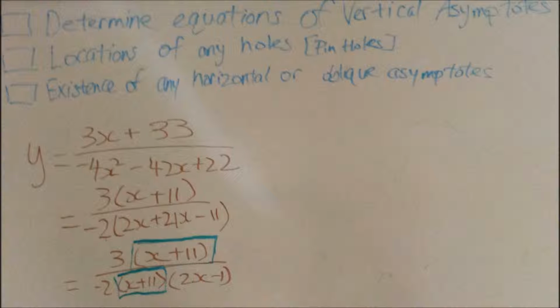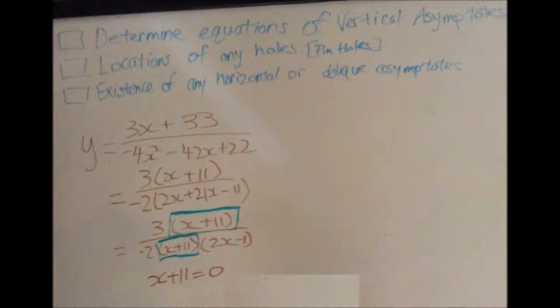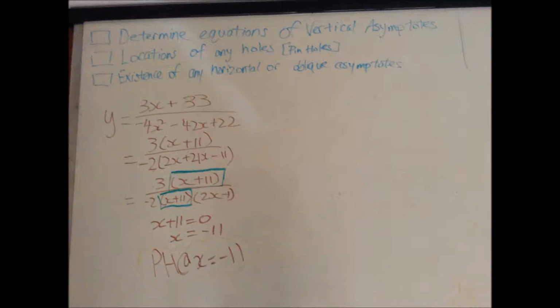In order to find the x-coordinate of the hole, you must make the similarity that you found equal to 0. By doing so, we find the root of the hole. If we do that for this equation, we get x + 11 = 0. By isolating for x, we get x = -11. Therefore, we know the x-coordinate of the hole is x = -11.